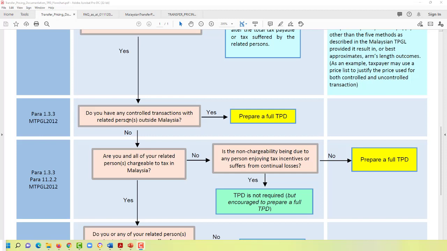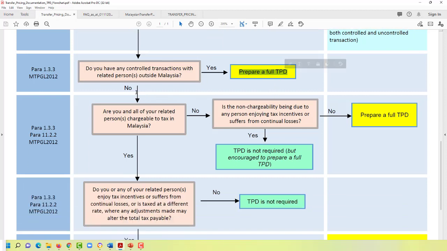Okay, now if you have a controlled transaction that fulfills this threshold, then the next question is, do you have controlled transactions that relate to an associated person outside Malaysia? If the answer is yes, for example a Malaysian subsidiary having transactions with a foreign holding company, then yes, you have to prepare a full TPD. If no, then the next question you ask is, are you and all the related persons chargeable to tax in Malaysia? If the answer is yes, it comes down.